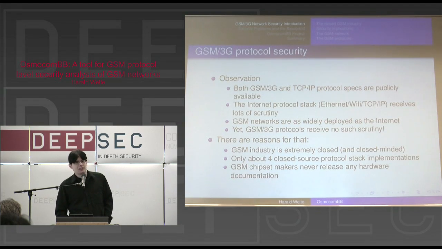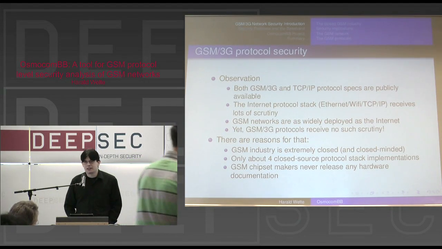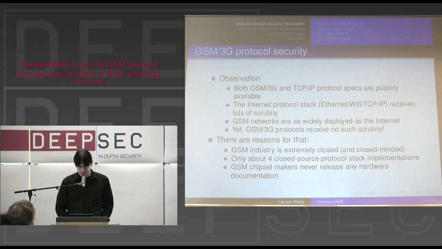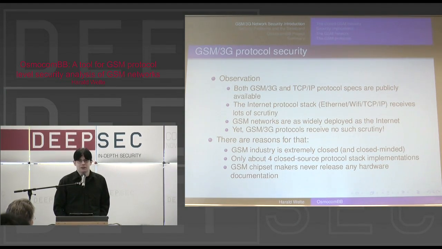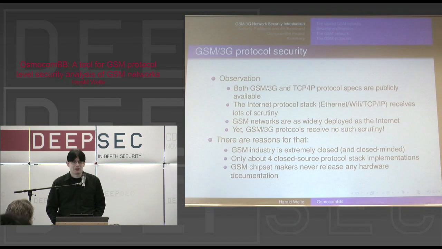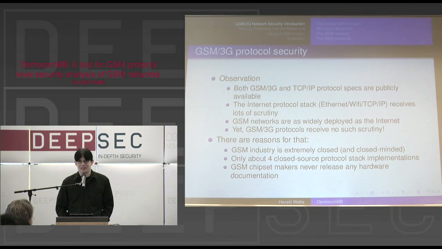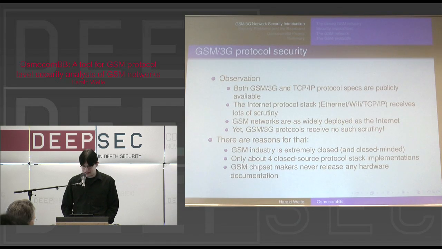And if you look at the internet world, where we have Ethernet, Wi-Fi, TCP/IP, and so on, that protocol stack receives a lot of scrutiny. People are playing around with it. How long has it been since people have been sending Christmas packets and the ping of death and those kinds of things, right? It's a long time ago for people in the IT security community. And GSM networks are just as widely deployed as the internet, but we don't see the same level of scrutiny on the protocol level happening.